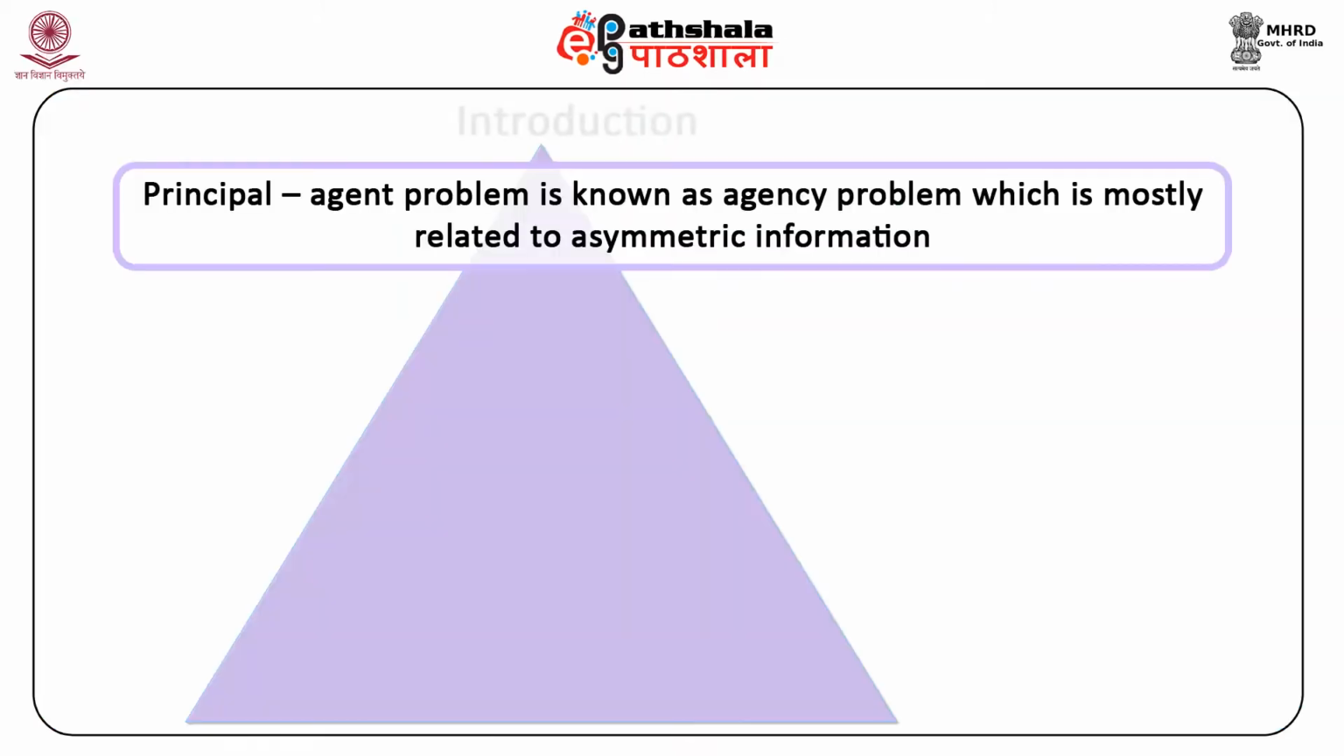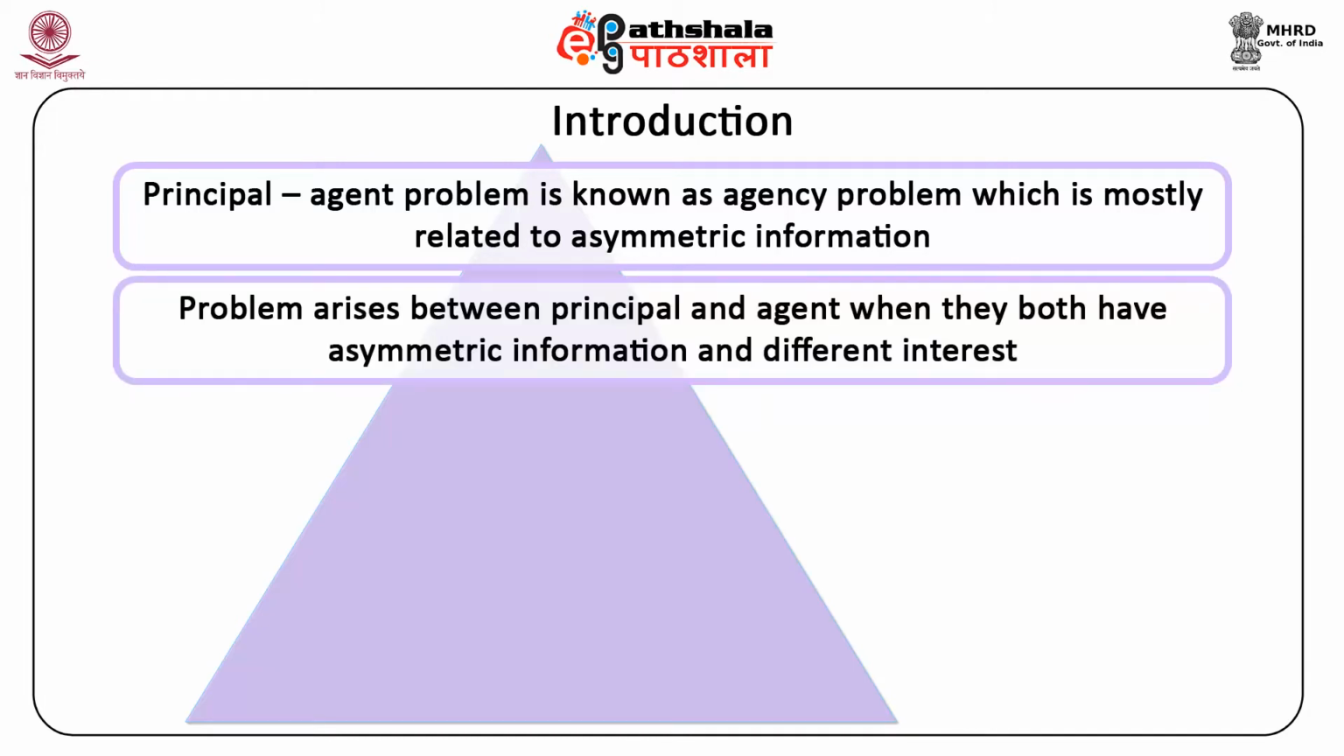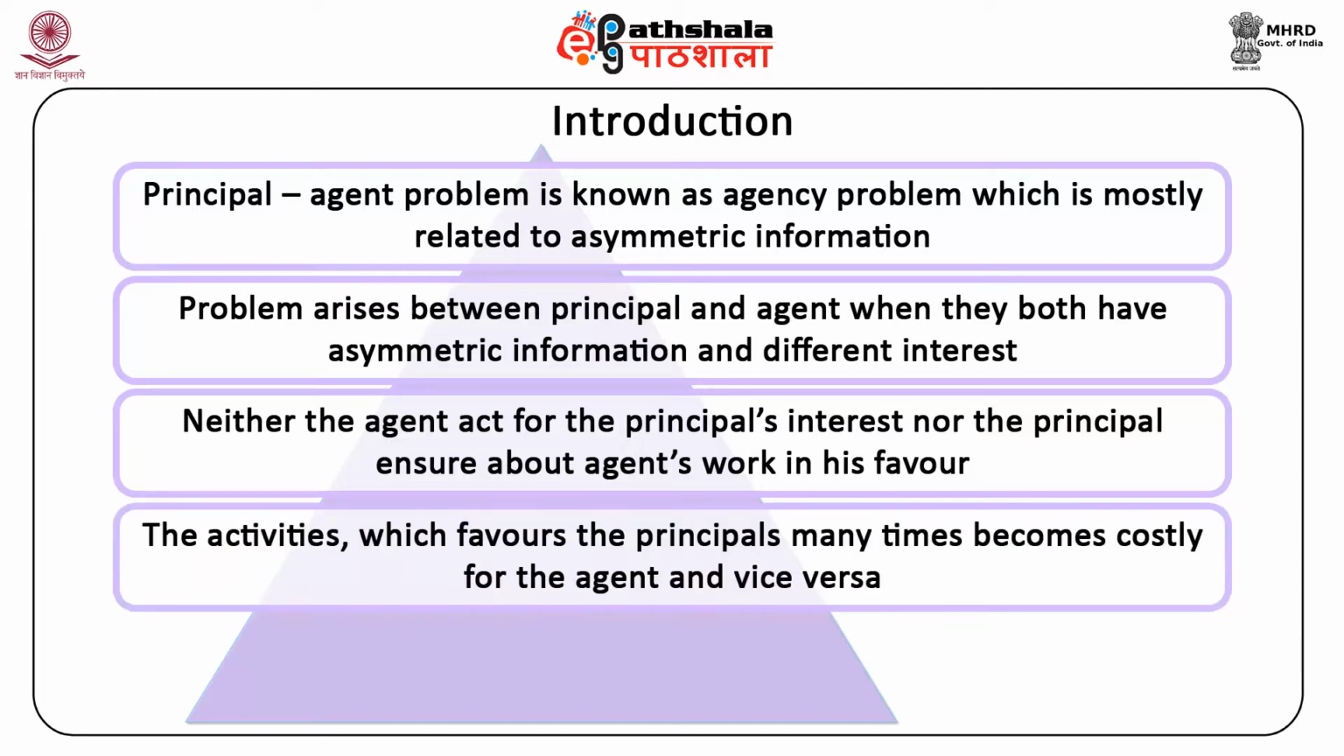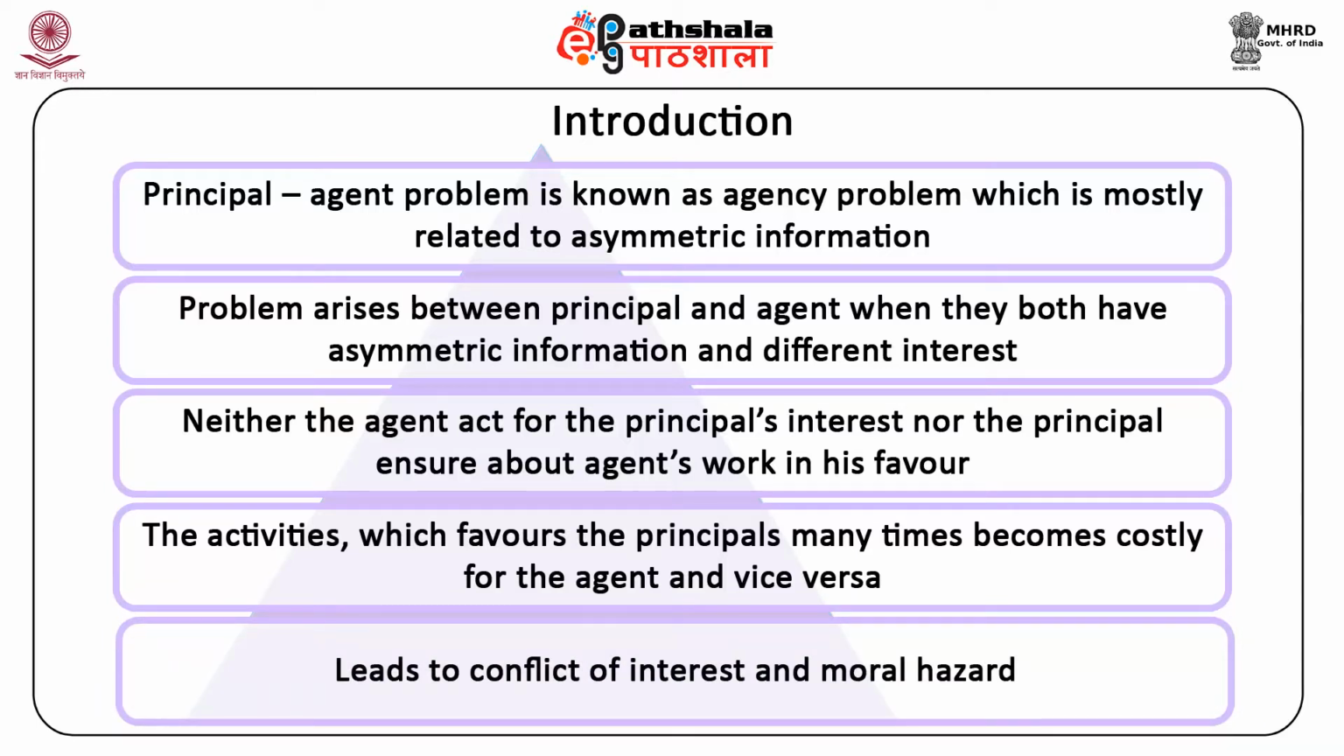The principal agent problem is otherwise known as agency problem, which is mostly related to asymmetric information, the situation where economic agents face uneven distribution of income. The problem arises between principal and agent when they both have asymmetric information and different interest. Neither the agent acts for the principal's interest nor the principal endures about agent's work in his favor. Thus, the activities which favors the principals many times becomes costly for the agent and vice versa. This leads to conflict of interest and moral hazard.